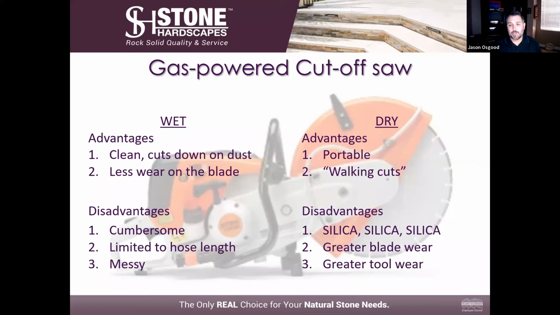Now, the advantage to using that saw dry is it's portable. It can go anywhere. Again, great walking cuts, but there are some huge disadvantages to using that saw dry. Much greater blade wear, much greater tool wear, and silica. And I've highlighted that. Silica, silica, silica, right? So when that silica gets up in the air and that air filter and that carburetor suck that silica in, it's going to damage that saw.